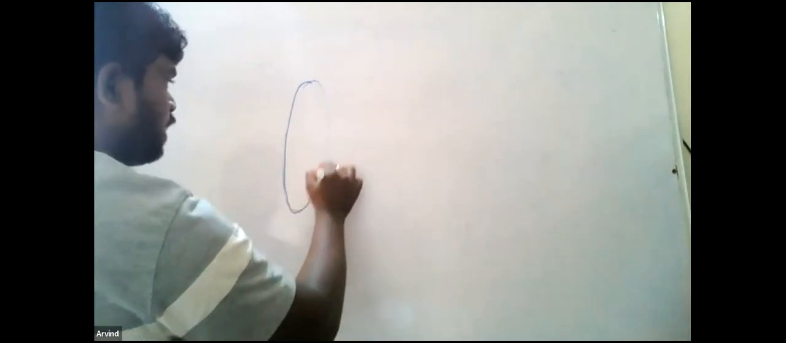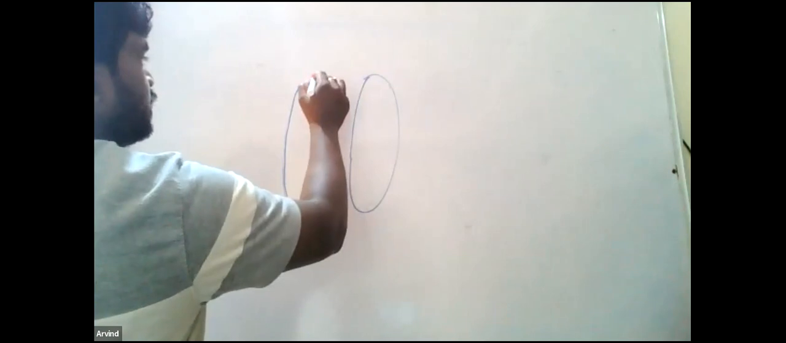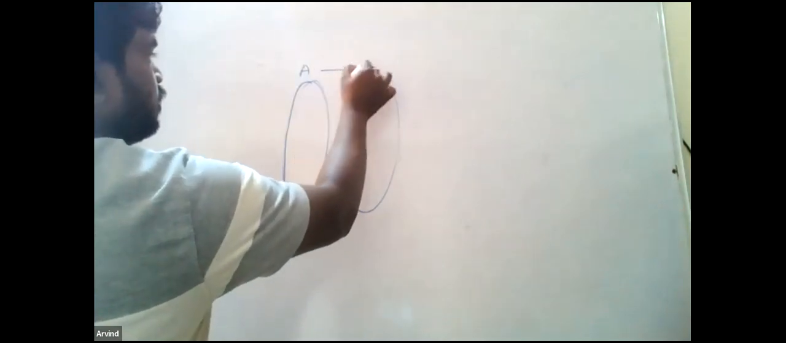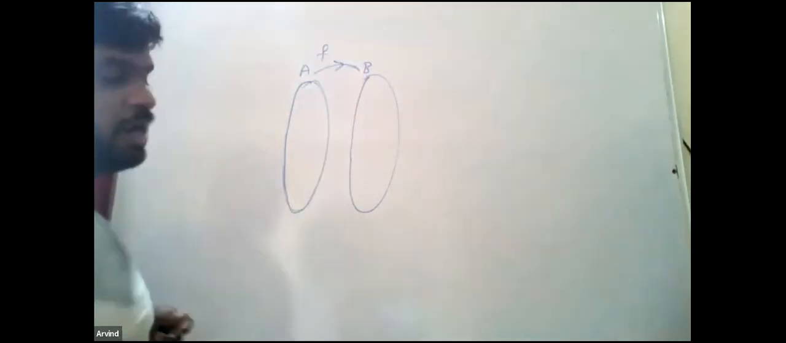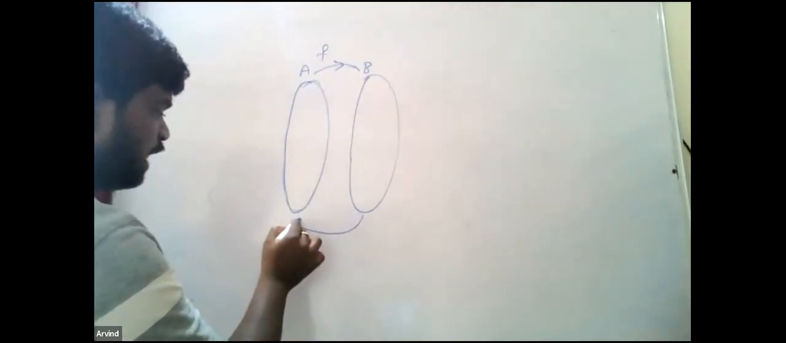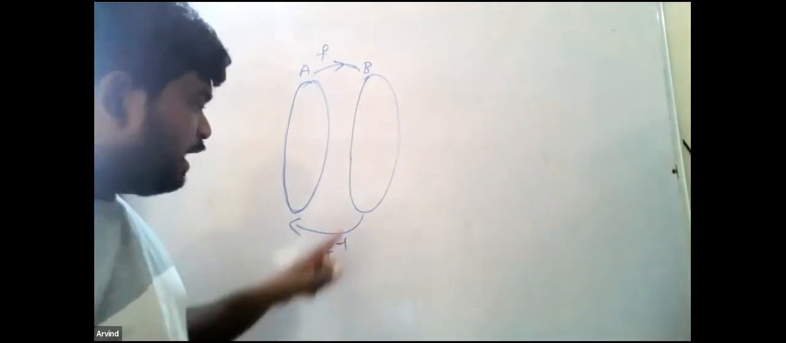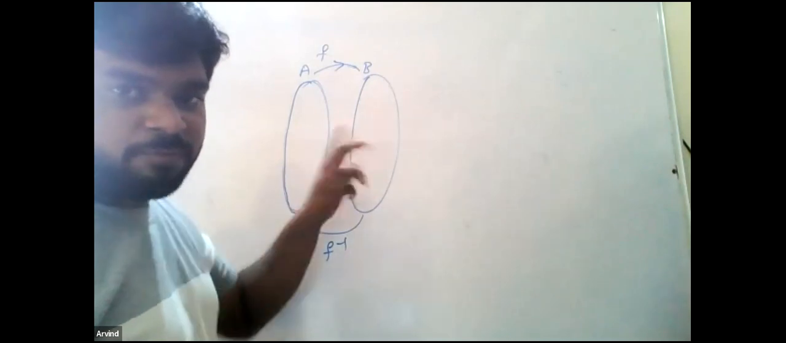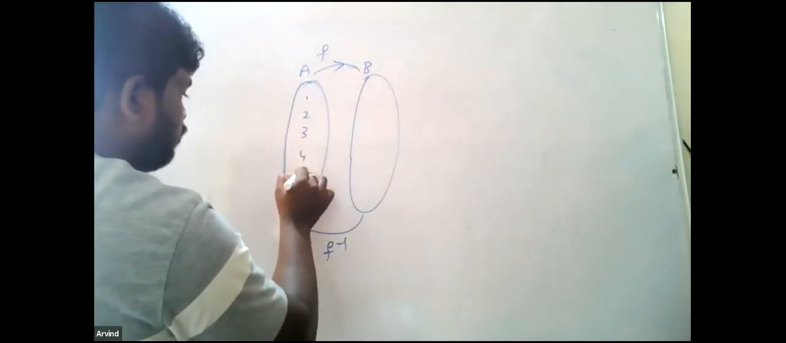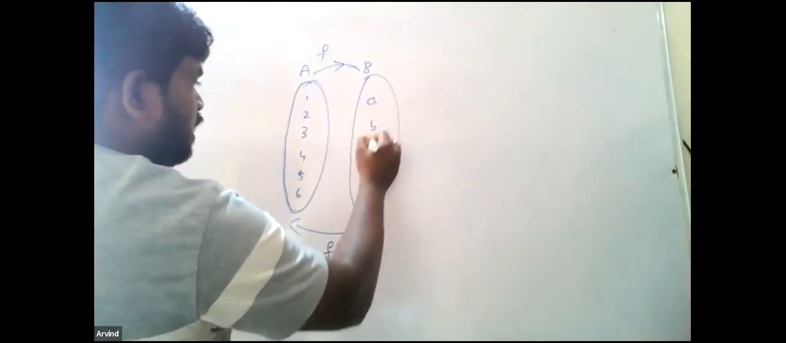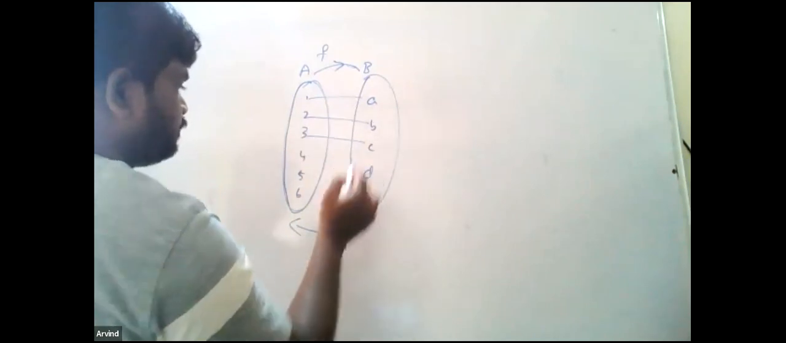Why does it have to be 1-1 and onto? See, if I define a function from A to B, we call it f. If I define a function from B to A, that becomes f inverse. To define this B to A, it must be 1-1 and onto. For example, let's say 1 2 3 4 5 6, and let's say a b c d, and let's say it is like this.